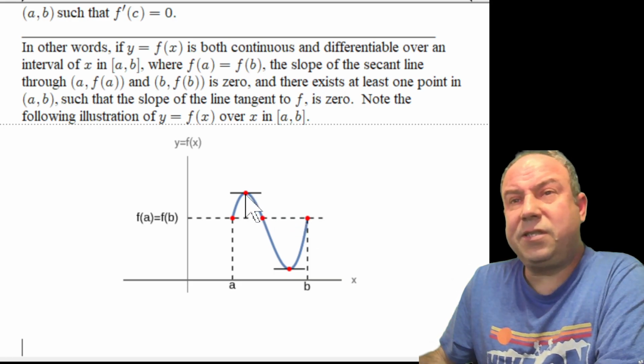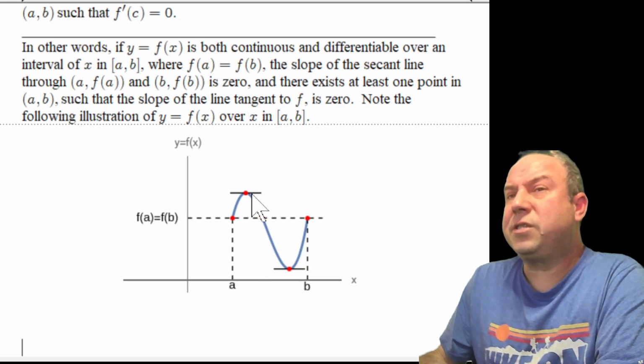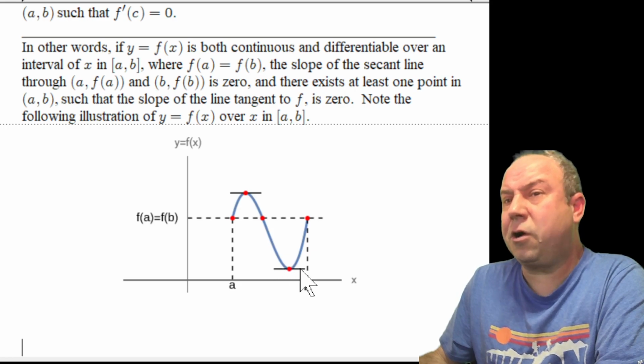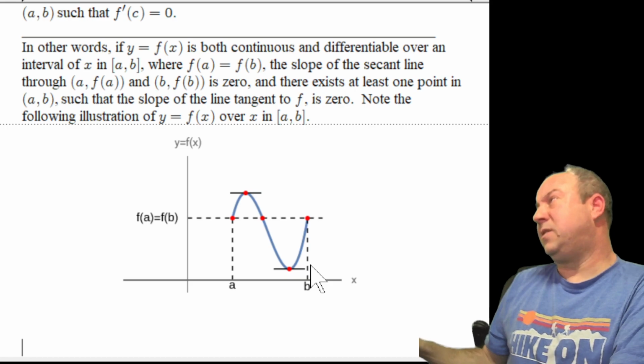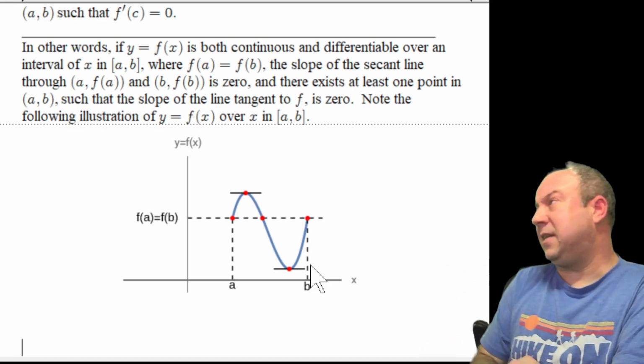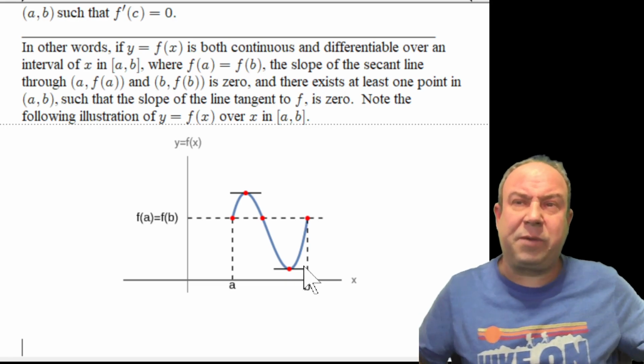And there are these points that also exist in this interval from a to b, where the slope of the line tangent to the curve at those values would also be equal to 0, would be equal to the slope of that secant line. All right? This is what Rolle's theorem guarantees us.